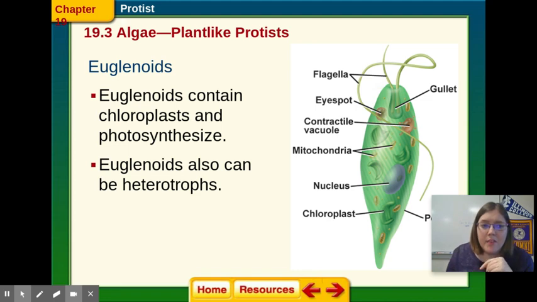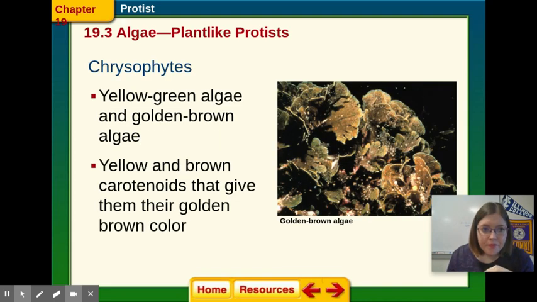Then we have euglenas, right? Euglenoids. They contain chloroplasts and they also photosynthesize. You can see the picture of that euglena on the right-hand side. It is also heterotrophic, so it is carnivorous. We also have chrysophytes. These are yellow-green algae or golden brown. And so they have what's called carotenoids that gives them that golden brown color. Okay. That's the pigment, a carotenoid. So that's what gives it the gold brownish color in the ocean.